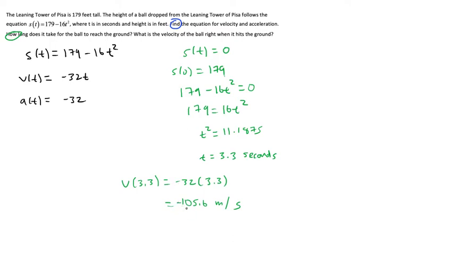It's negative because the object is moving down. Anytime the object moves down, the velocity is negative. Anytime it goes up, the velocity will be positive. We have to be careful though. Here, acceleration is always negative. It's a falling body, so the acceleration due to gravity is always negative 32 feet per second squared. Sorry, this should be feet here.